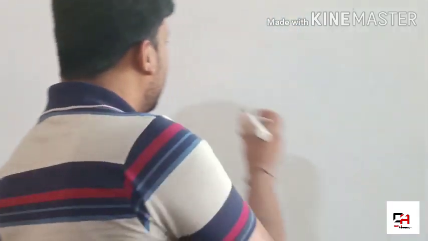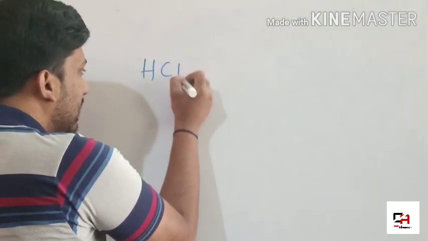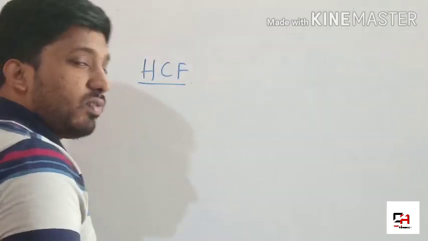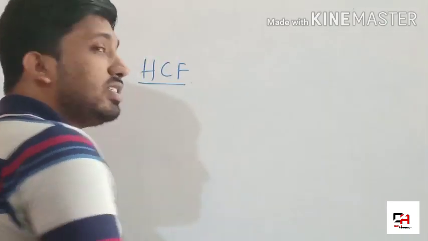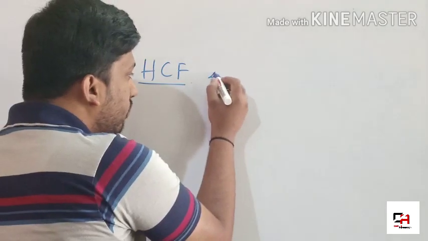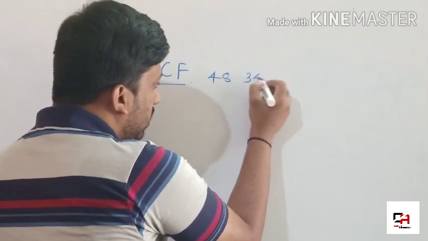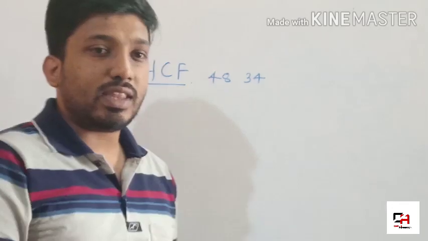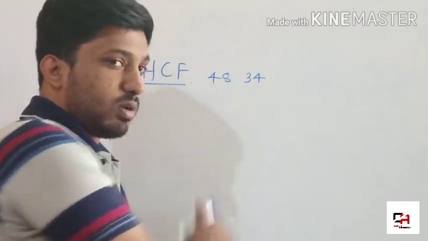So Euclid, the great mathematician, came up with many methods. Here we are focusing on using Euclid's method to find the HCF, that is the highest common factor. So let's see what this highest common factor is. HCF is nothing but the highest common factor of two numbers. If you consider any two numbers like 48 and 34, we are going to find the highest common factor for these two numbers.